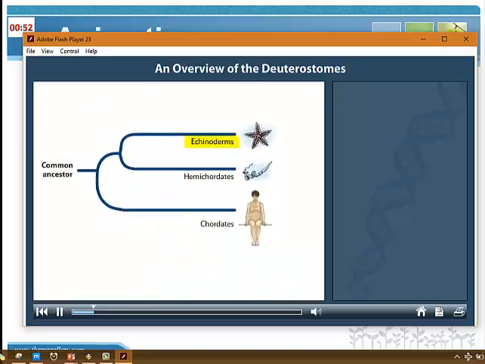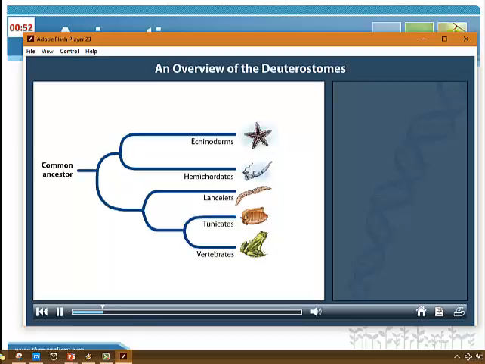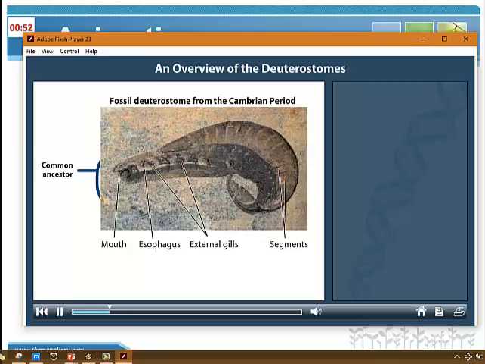These are the echinoderms, which are the sea stars, sea urchins, and their relatives; Hemichordates, which are acorn worms and terebranchs; and chordates. The chordates include lancelets, sea squirts and other tunicates, and vertebrates. Scientists are learning a lot about the ancestors of modern deuterostomes from fossils discovered in China, dating from the Cambrian period, about 500 million years ago.